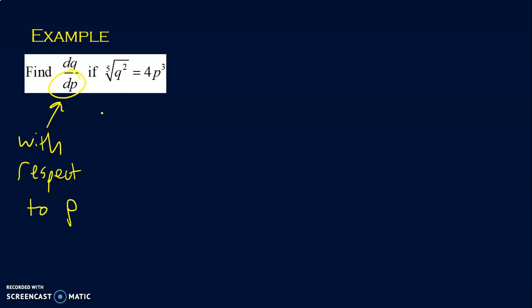So in this case, we're taking the derivative with respect to p. Now, it's easier to take the derivative if we rewrite this as an exponent. So q, this is the power and the root. So q to the 2/5, and then equals 4p cubed. So we're going to be taking the derivative with respect to p.